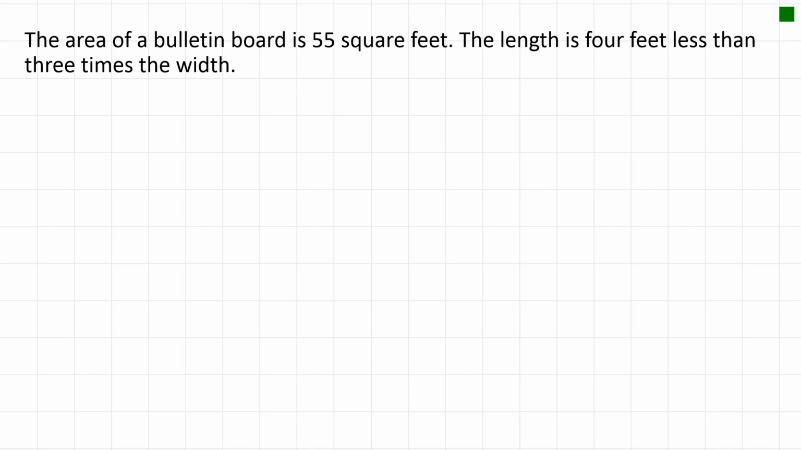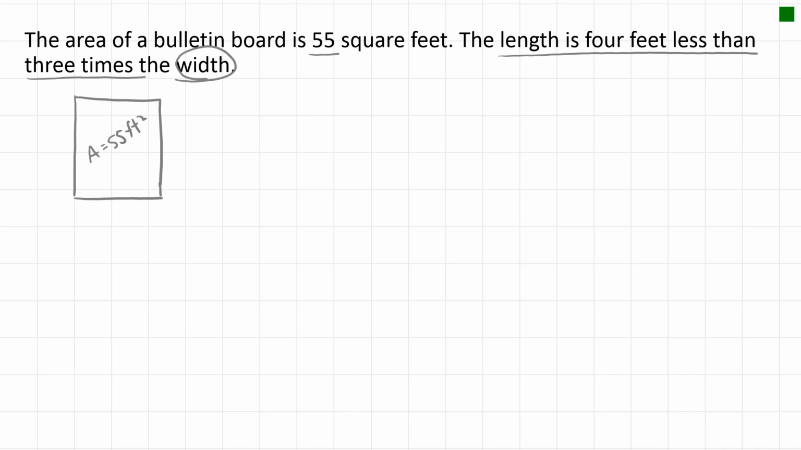So we're going to do this by making a quick diagram of our bulletin board. And we know that the area is 55 square feet. The length is 4 feet less than 3 times the width. We've got two variables that we need, two dimensions we don't know.